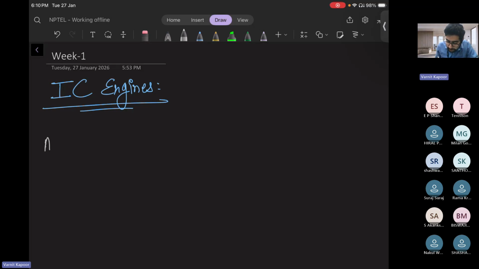An internal combustion engine. I hope whatever I'm writing is visible. Anyone can confirm? Yes, sir, it is visible. Okay.